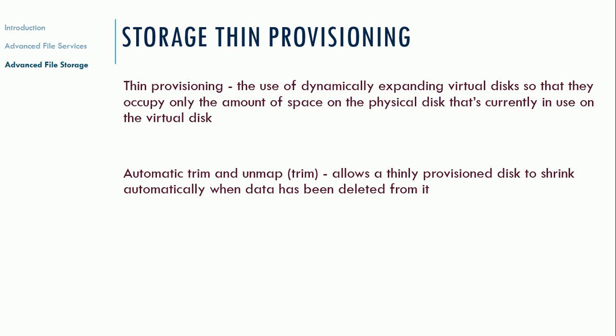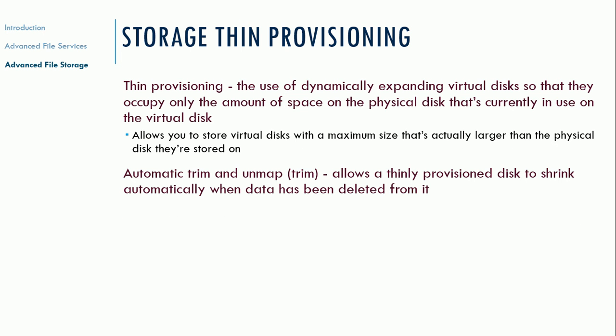Now let's talk about thin provisioning. Thin provisioning is basically dynamically expanding virtual disks so that they only use the amount of space that's currently in use. And basically what this does is allow you to use more space than is actually available on the physical disk. So let's say you have a 1 terabyte drive and you want to give 10 systems access to that volume using iSCSI. Using thin provisioning, you can have it so that each server gets 500 gigs, which is far more than you have available.